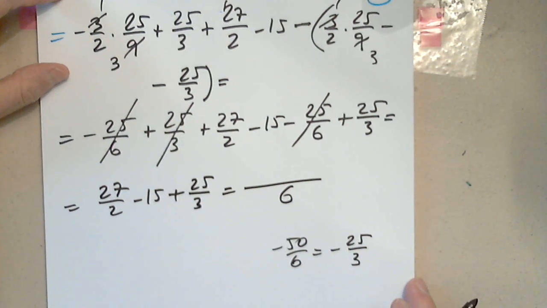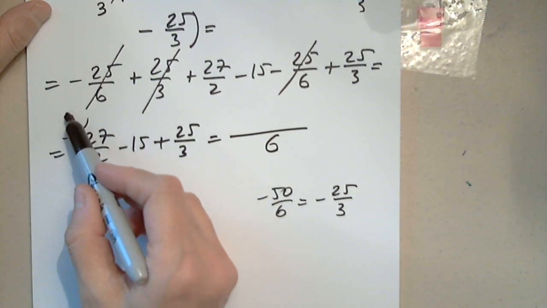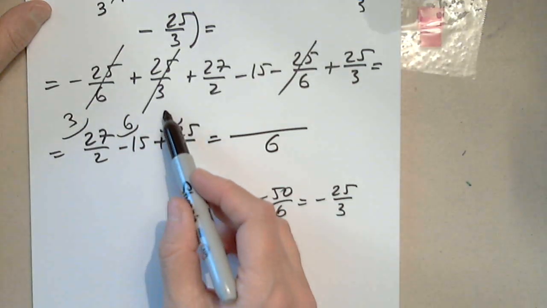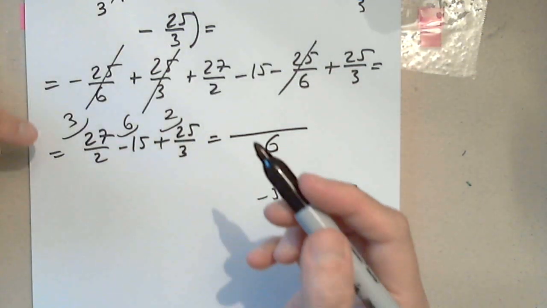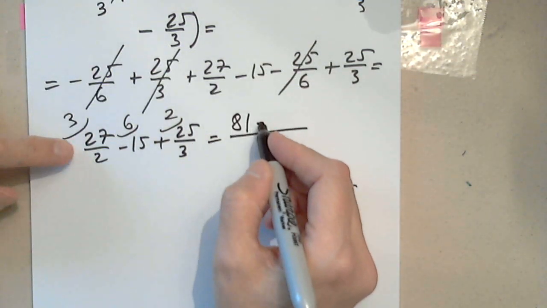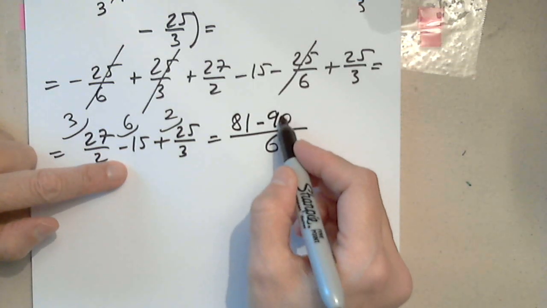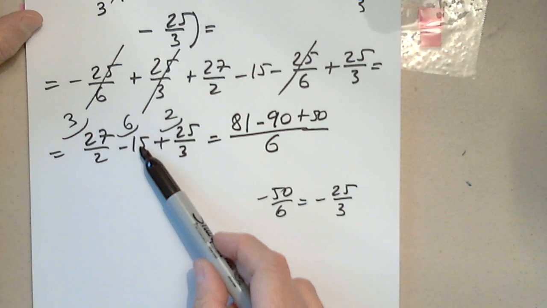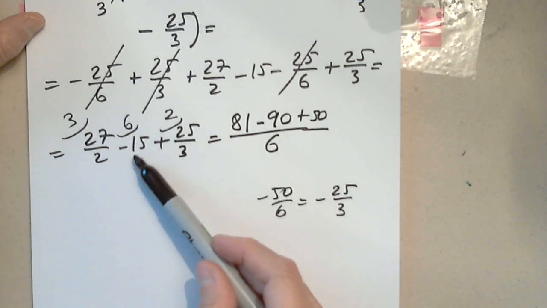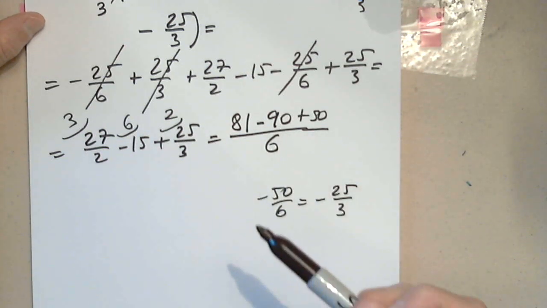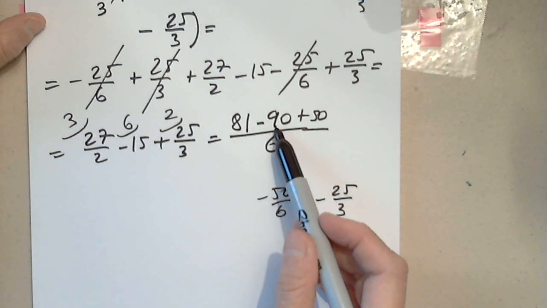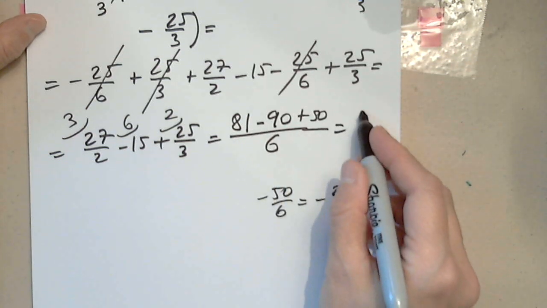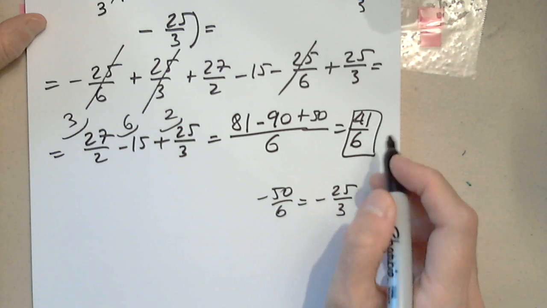The least common denominator is 6. This one needs a 3, this one needs a 6, and this one needs a 2. So 81 and minus 90, and plus 50. I'm checking my numbers. Yes, and 50, and yes. So this is negative 9. So it's 41 divided by 6.